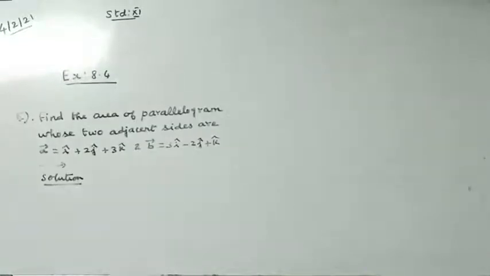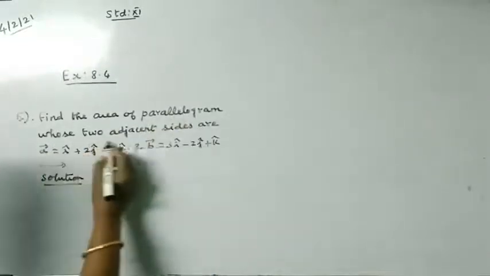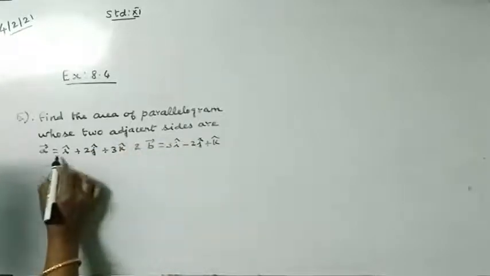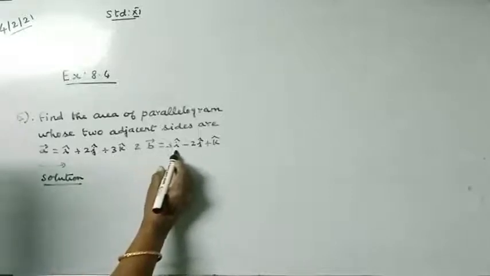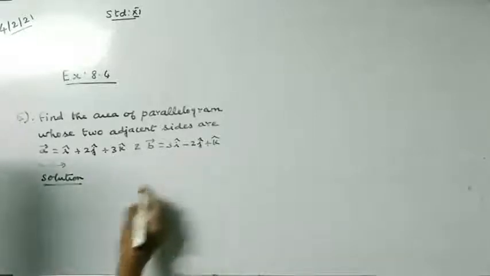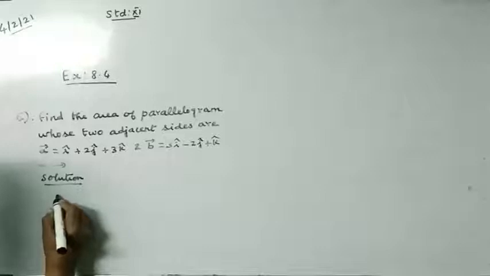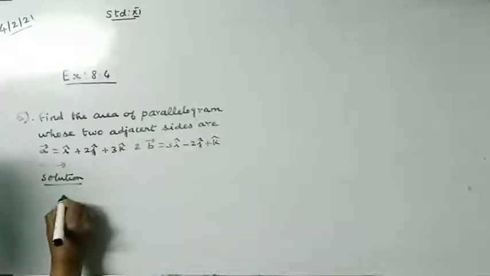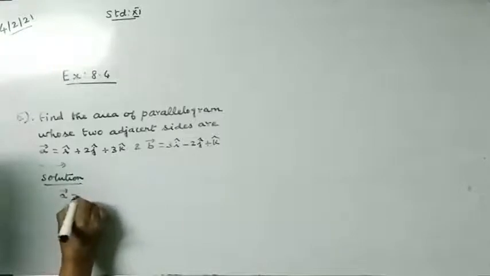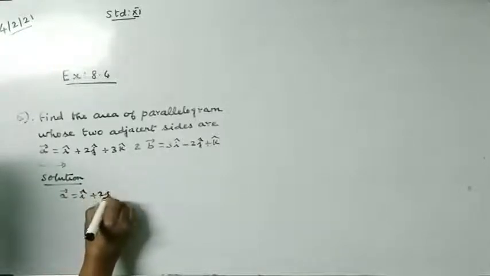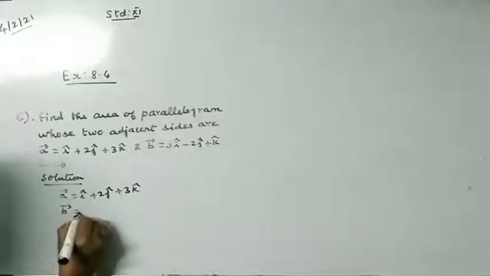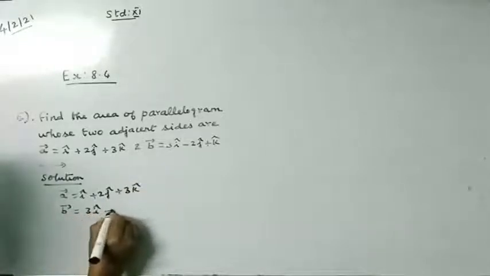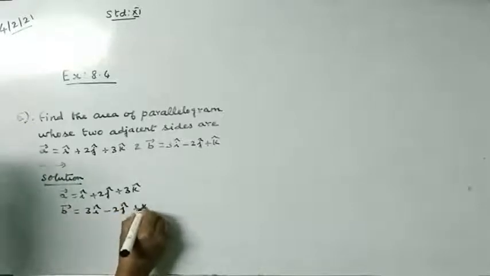Now question number 5. Find the area of the parallelogram whose two adjacent sides are A vector equal to i cap plus 2j cap plus 3k cap and B vector equal to 3i cap minus 2j cap plus k cap. Now we want to find the area of the parallelogram. Let us write the formula at first. First write A vector is equal to i cap plus 2j cap plus 3k cap and B vector is equal to 3i cap minus 2j cap plus k cap.